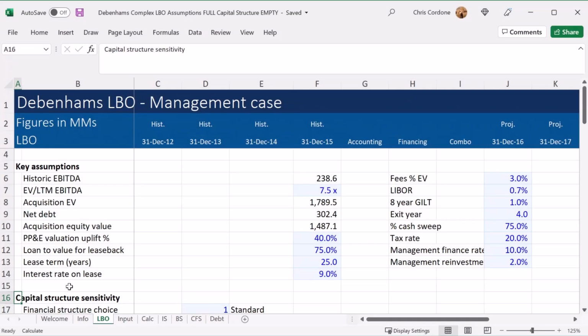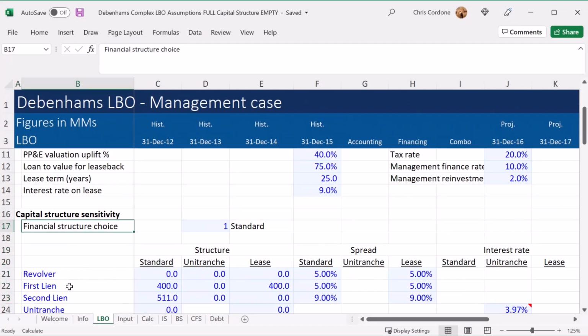Moving on to the capital structure, the first thing we notice is that we have the ability to change the type of capital structure to see its impact on the deal and the returns. So we have three different choices: a standard capital structure, which is a traditional LBO structure with senior and junior debt along with an equity investment.